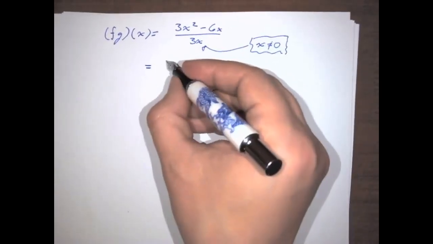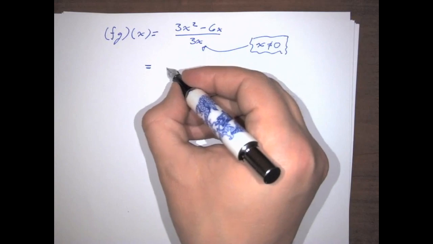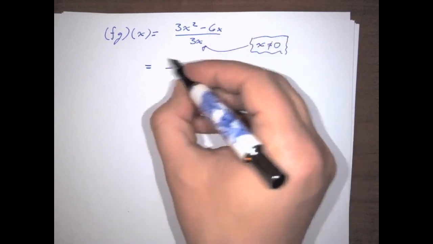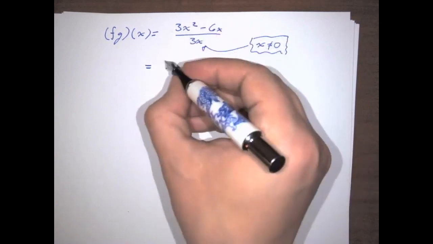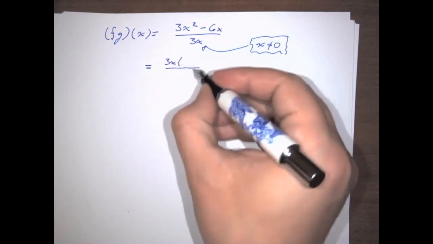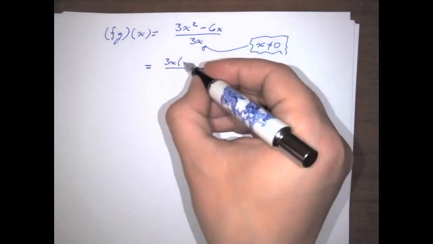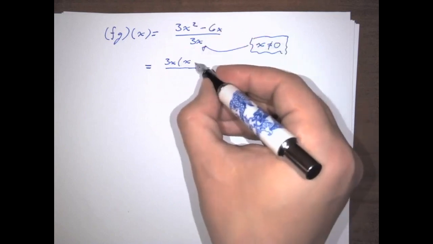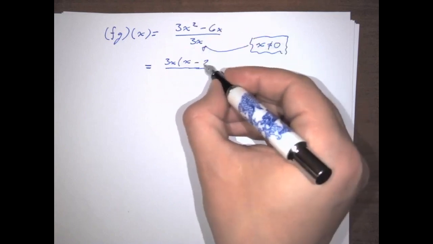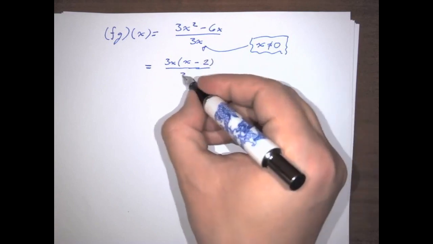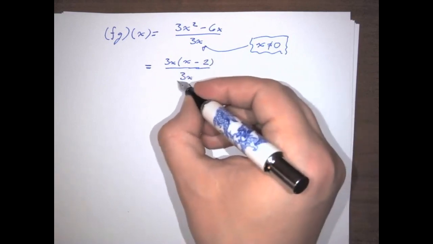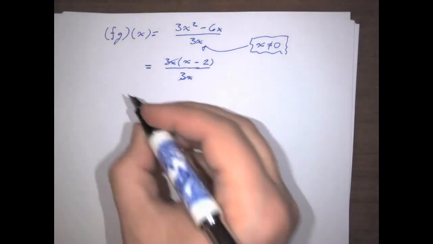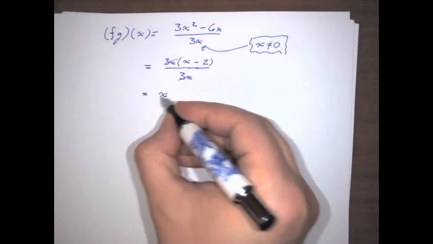Okay. Now this is going to be the same as, if we look at the top, we have a factor that's shared by the two terms, and that's 3x. So if we take 3x out of the first term, all that's going to be left is just an x. And if we take 3x out of the second term, all that's going to be left is just a 2. And then we have a 3x in the bottom, and now those cancel each other, and this is equal to x minus 2.